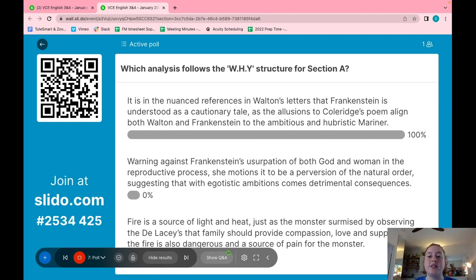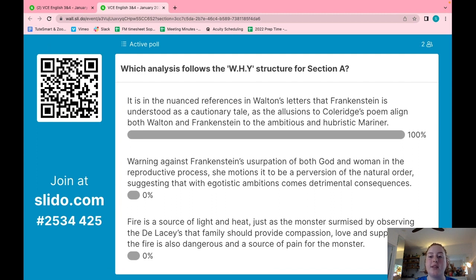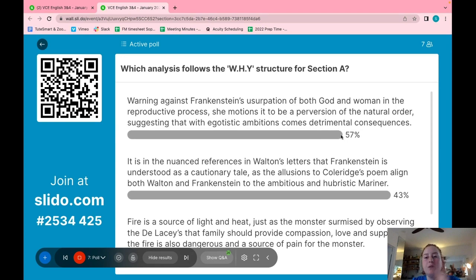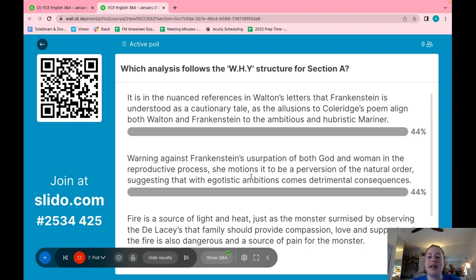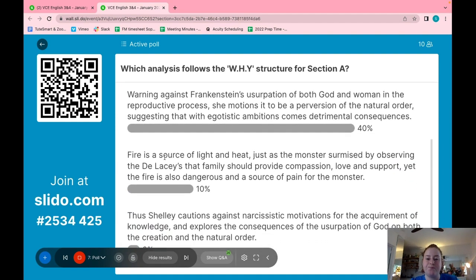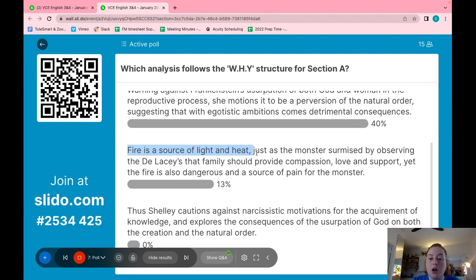It is in the nuanced references in Walton's letters that Frankenstein is understood as a cautionary tale, as the allusions to Coleridge's poem align both Walton and Frankenstein to the ambitious and hubristic mariner. Warning against Frankenstein's usurpation of both God and woman in the reproductive process, Mary Shelley motions it to be a perversion of the natural order, suggesting that with egotistic ambitions comes detrimental consequences. Fire is a source of light and heat, just as the monster surmised by observing the de Lacy's family, blah, blah, blah. I'm going to put it out there. This is not it, because this is all just explanation of a quote.